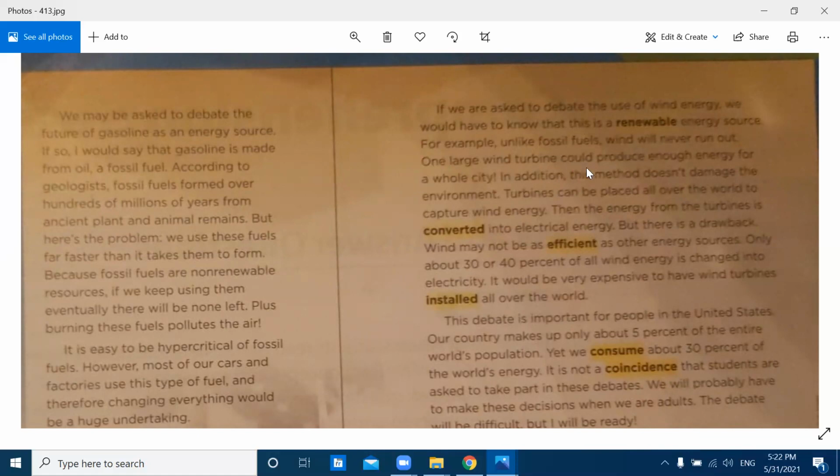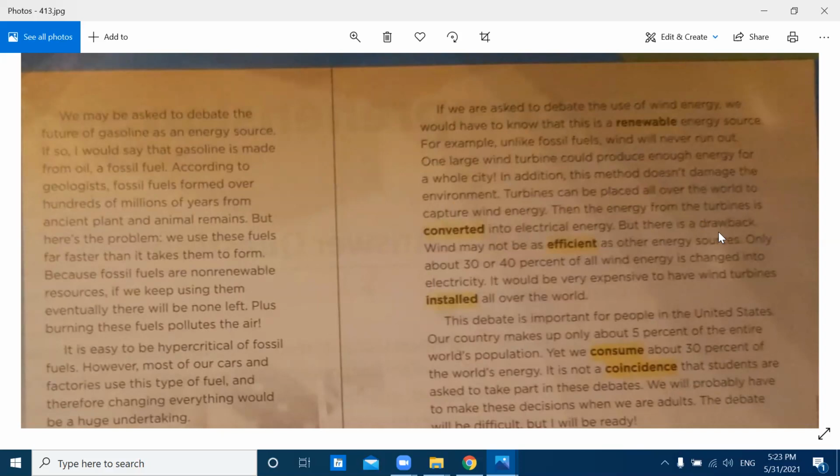One large wind turbine could produce enough energy for a whole city. In addition, this method doesn't damage the environment. Okay, so one large wind turbine can make enough wind for a city and no damage to our atmosphere, to our ozone layer, to our environment. Turbines can be placed all over the world to capture wind energy. We can put them anywhere. Then the energy from the turbines is converted into electrical energy. So they take the energy from the wind machines, the turbines, and convert it, change it into electrical energy.